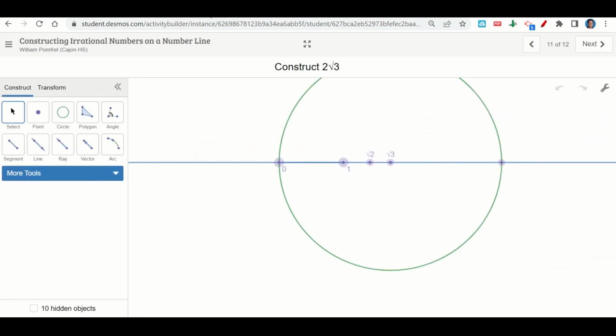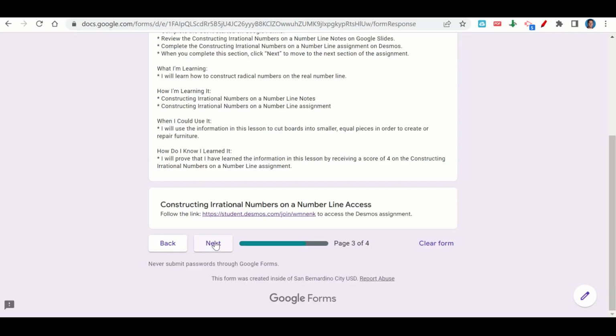Once you get to the end, we'll go back to our Google form and click next. This will send you to your before you go. Go ahead and fill out your before you go and then submit your work on Google Classroom.